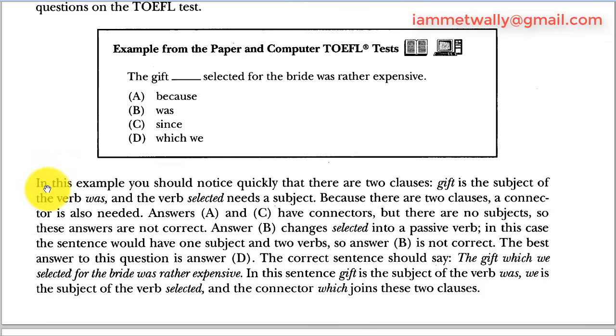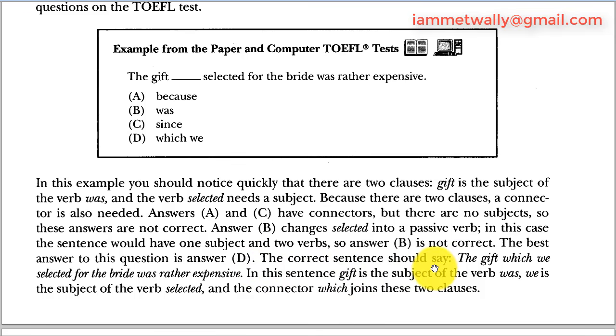Let's see the explanation. In this example, you should notice quickly that there are two clauses. Gift is the subject of the verb was, and the verb selected needs a subject. Because there are two clauses, a connector is also needed. Answers A and C have connectors, but there is no subject. So these answers are not correct. Answer B changes selected into a passive verb. In this case, the sentence would have one subject and two verbs, as we said before. So answer B is not correct. The best answer to this question is answer D.